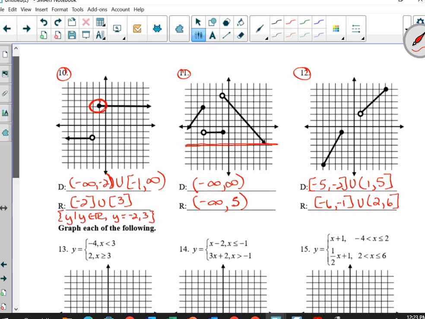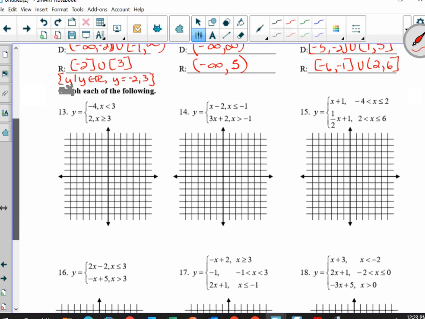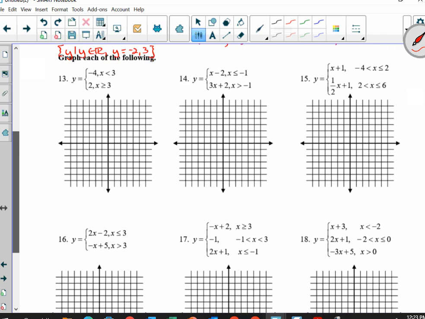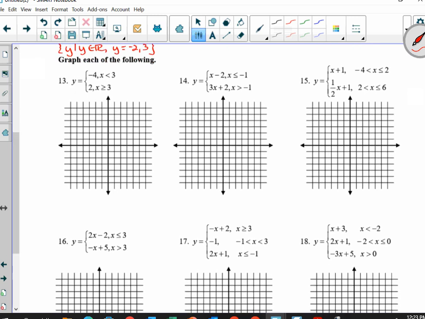All right, we're gonna actually graph some piecewise now. There are a lot of ways you can do graphing. I have a simple way for you to do it that's very systematic, like you can repeat the process on whatever graph you're given. I actually want to do number 14 first and then go back to 13, because 13 is just kind of weird with it being horizontal lines. So let's look at 14 together first.